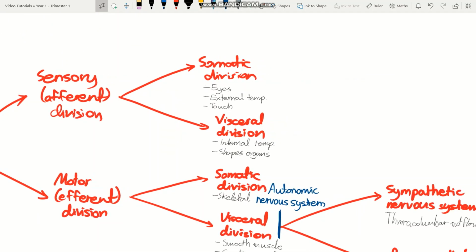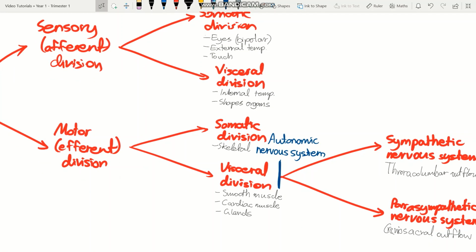So thus it contains two divisions, the sensory and motor division. The sensory contains two divisions called the somatic and visceral division, in which the somatic division contains sensory information from the eyes, which are bipolar neurons, changes in external temperature and touch. The visceral division senses changes in internal temperature and distension and changes in shape of organs. The motor efferent division, on the other hand, contains the somatic and visceral division, in which the somatic division controls all skeletal muscles, and the visceral division controls all involuntary muscles, such as smooth and cardiac muscle and glands.